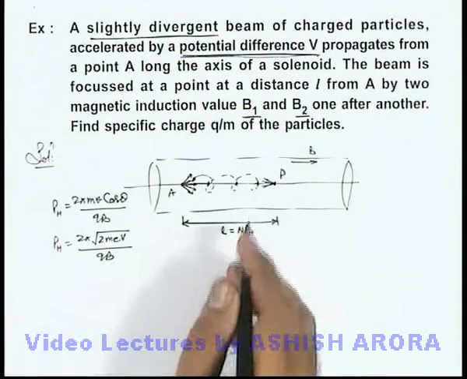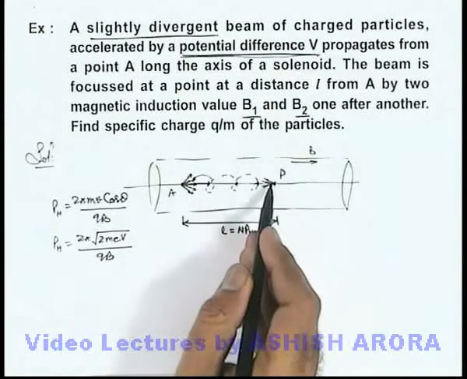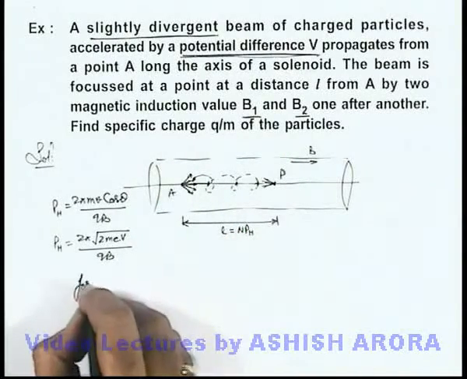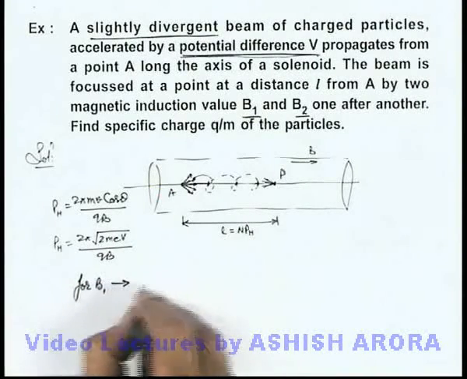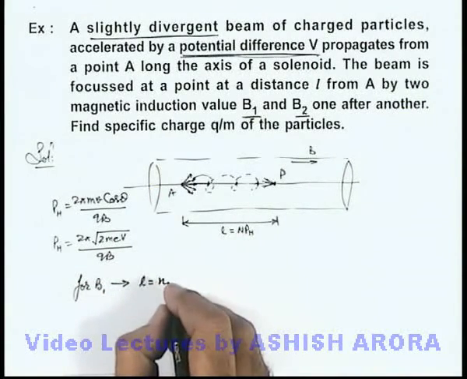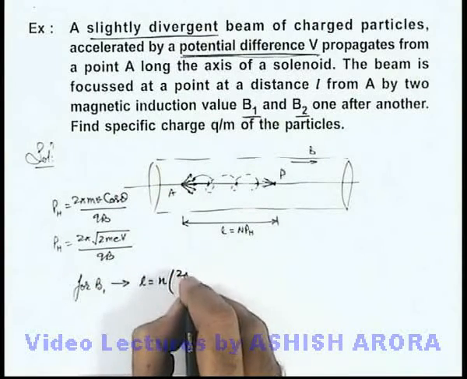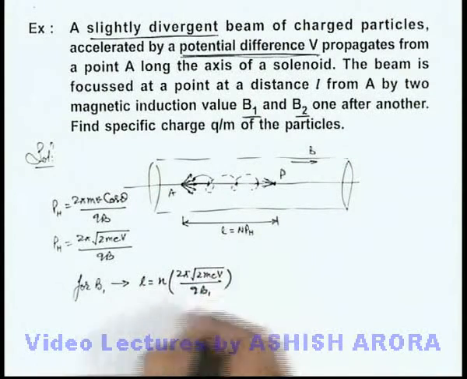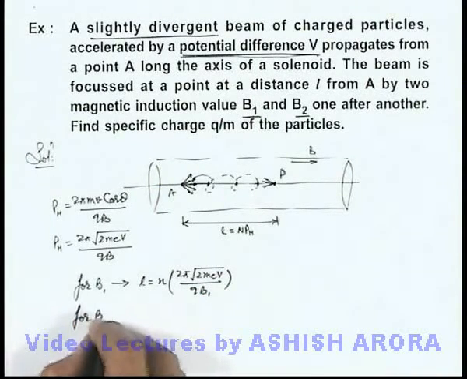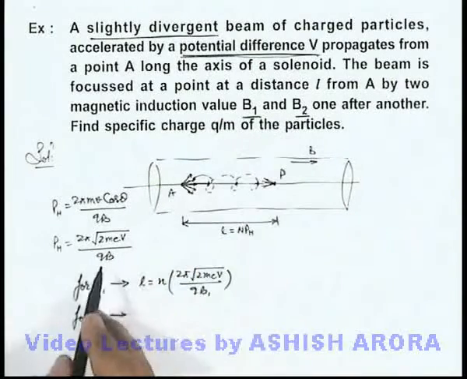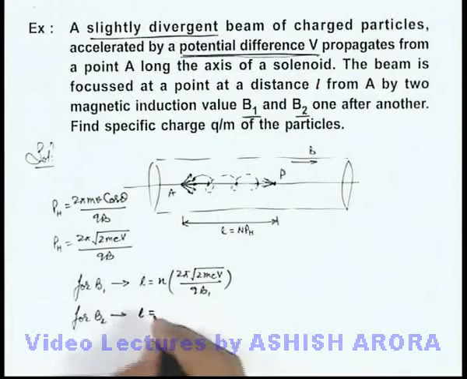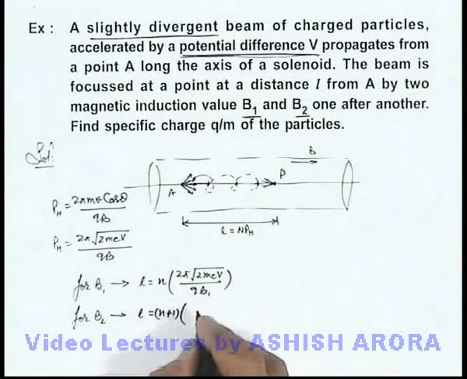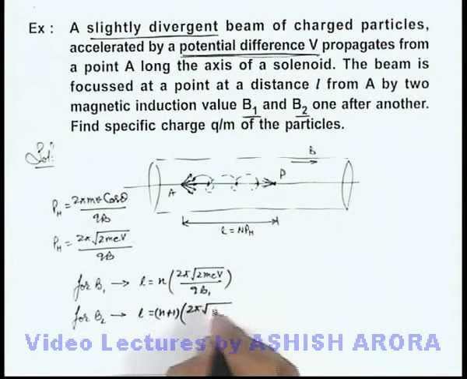And in this situation we can say for B1 and B2 these are focused, so for magnetic induction B1 we can say the length L is n times the pitch of the helix, which can be written as n times 2 pi root of 2 m q V divided by qB1. And for magnetic induction B2, as we know, for a higher value of induction the pitch is less, so the same length can be written as n plus 1 pitches, because one pitch must be increased, then only focusing will take place. So here it will be (n+1) times 2 pi root of 2 m q V by qB2.